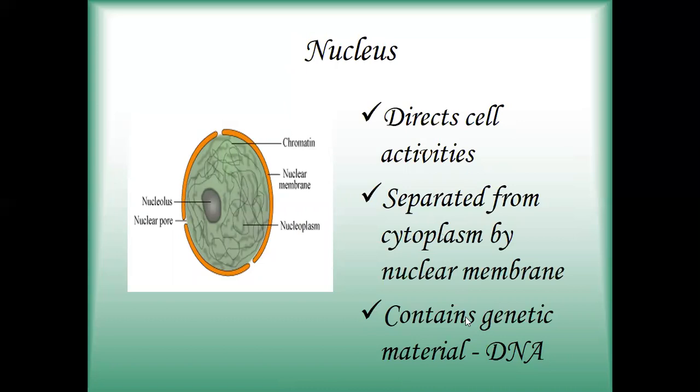So this is a quick recap. The nucleus directs all the cell activities. It is separated from the cytoplasm by a nuclear membrane. Here you can see the nuclear membrane, which separates the nucleus from the cytoplasm of the cell. And the nucleus contains genetic material, the DNA. DNA is deoxyribonucleic acid, which is present in us.